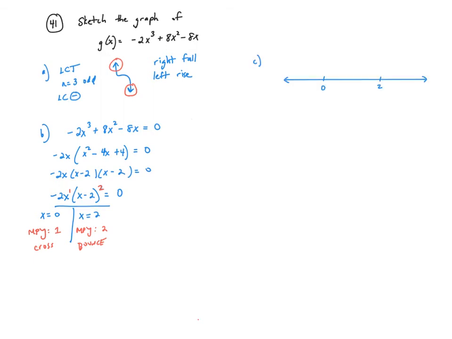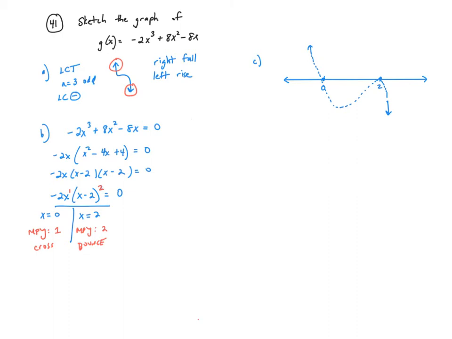Now we should build our test intervals. We have an x-intercept at 2 and 0. We know that to the right we get a fall, and to the left we get a rise. We know that our graph has to cross when x equals 0. It's going to have to come back up, but when it gets to 2 it's going to bounce, and in this case it's going to bounce down. So here's the basic shape of our graph.